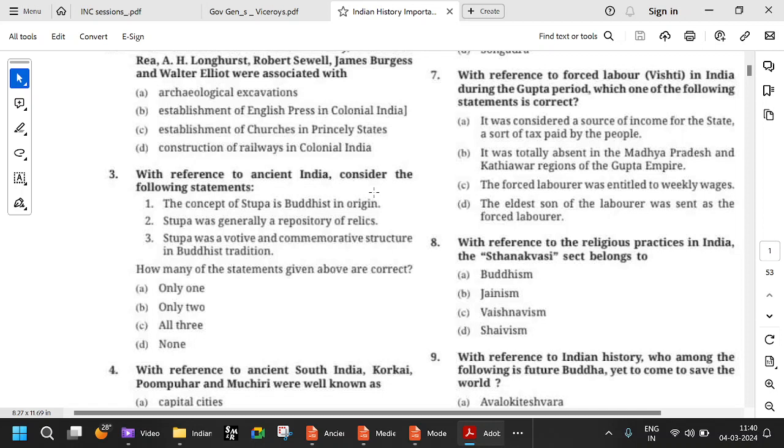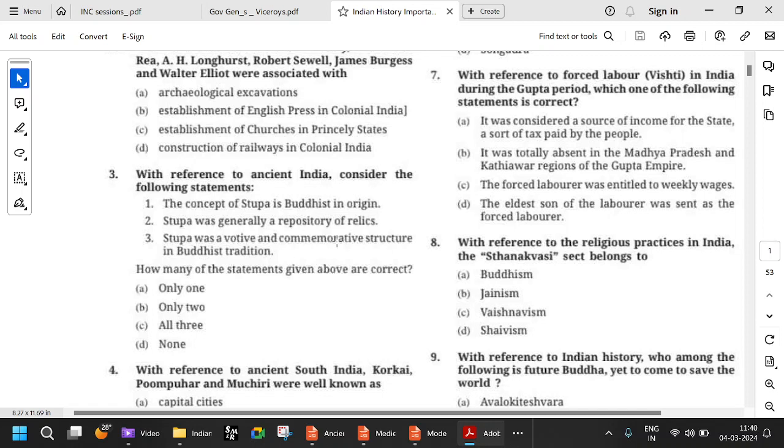Stupa was generally a repository of relics. Yes, after Buddha died, they put some of his ashes in different parts, and they put some of those relics, and that is how stupas came to be. They believe that the whole stupa will get energized because of the ashes of the Buddha. So stupa was generally a repository of relics, which is true.